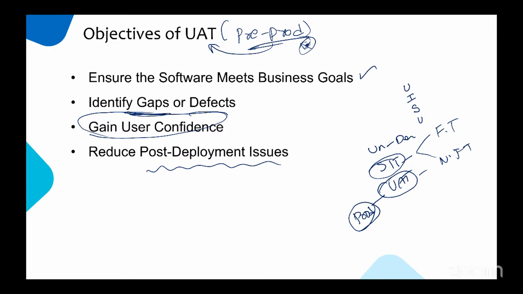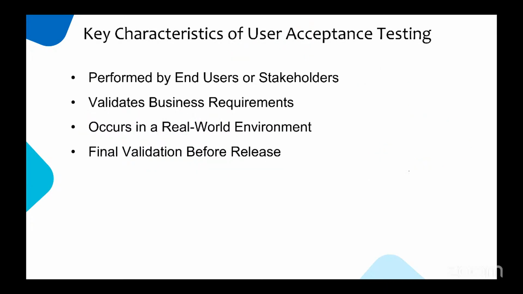So in UAT, what are the main characteristics? It is performed by the end user or stakeholders, in simple terms, the one who gives the money and is going to use it. Business requirements, real-world things, and final validation before release.